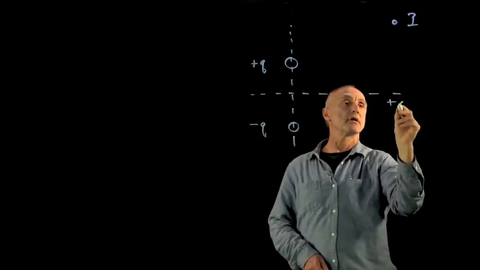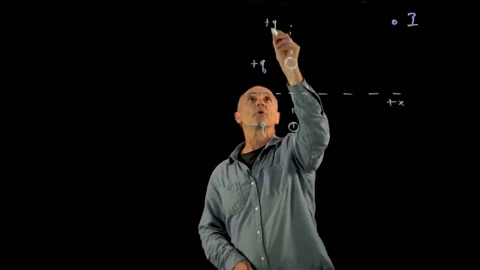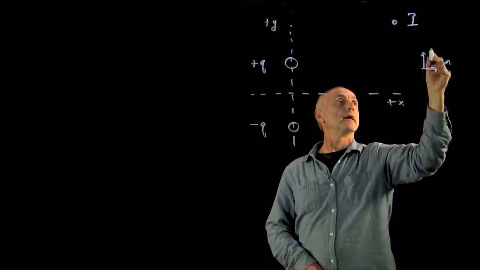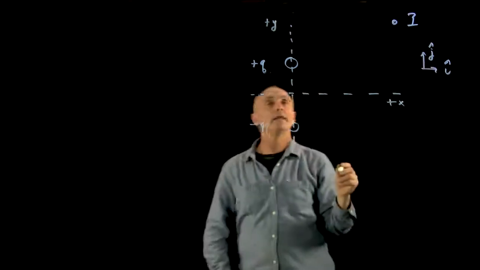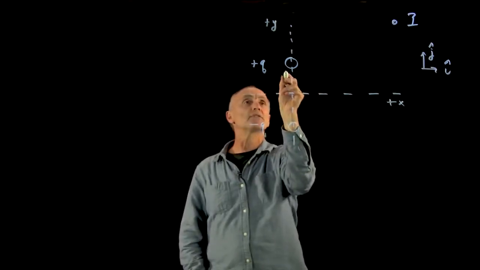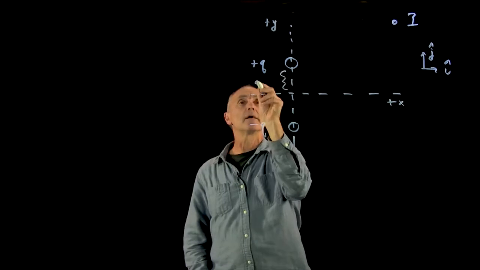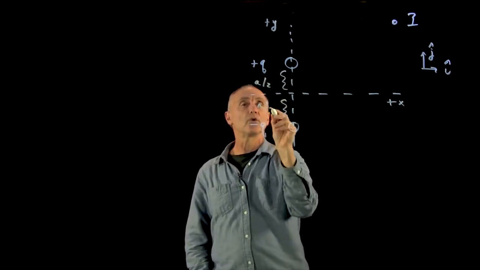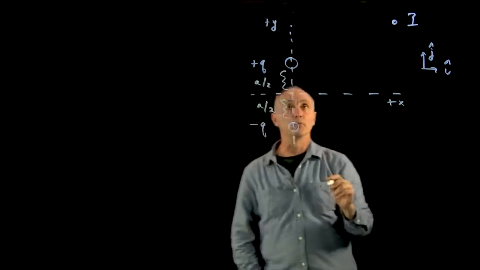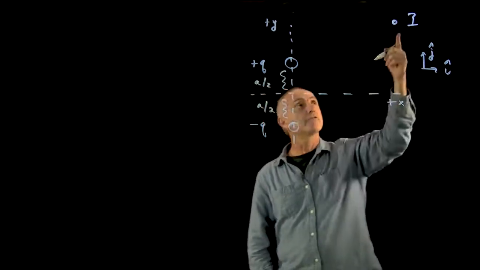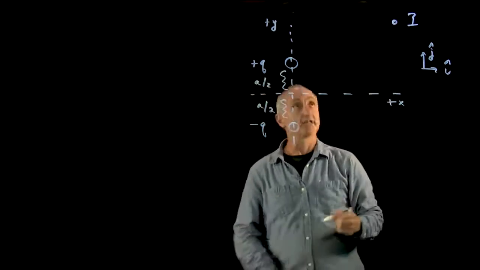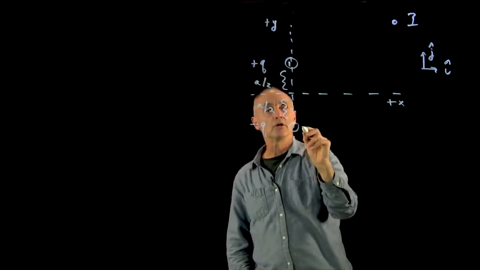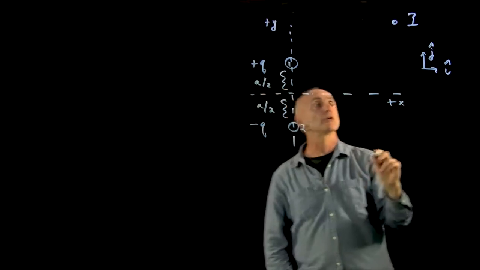This is the plus x direction. This is the plus y direction. Our usual unit vectors i hat and j hat. And now let's say that this distance here is a distance a over 2, and this distance here is also a distance a over 2. And I want to find the electric field at the point P. I'm going to call this one 1 and this one 2, just for our notation.